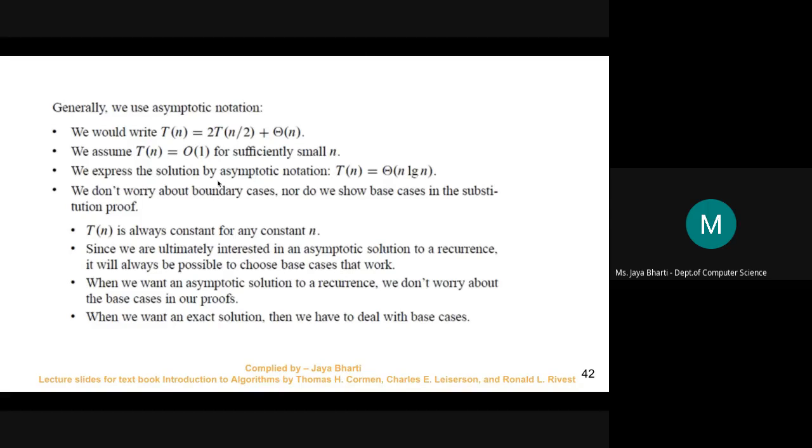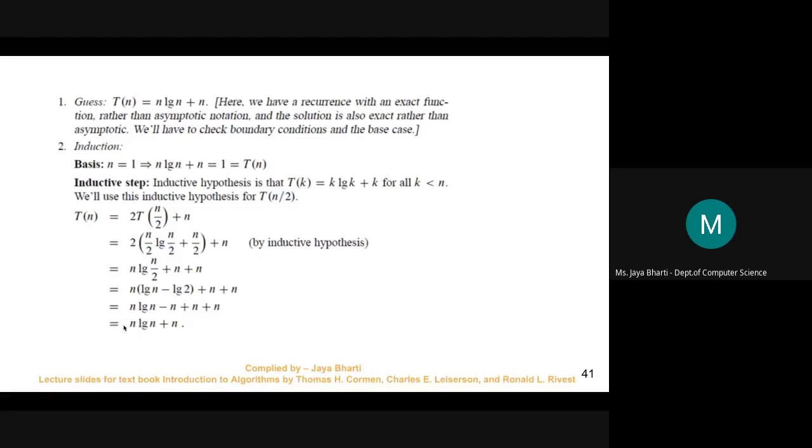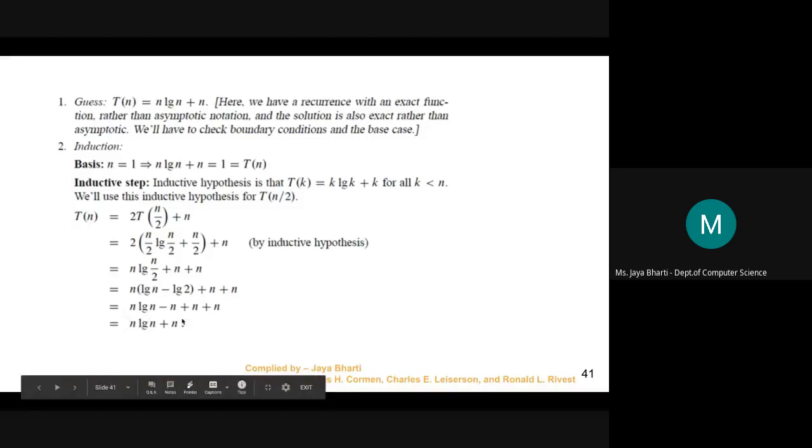This is what it means. And we express the solution by asymptotic notation. T of n is equal to theta of n log n. So this whole function can be denoted as theta of n log n. क्यों? क्योंकि यहाँ पे हमारा n log n is bigger. That's why we will take the n log n.